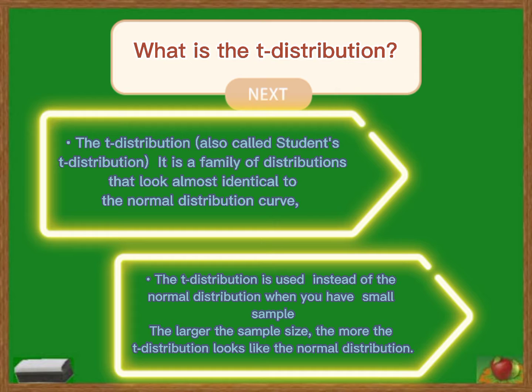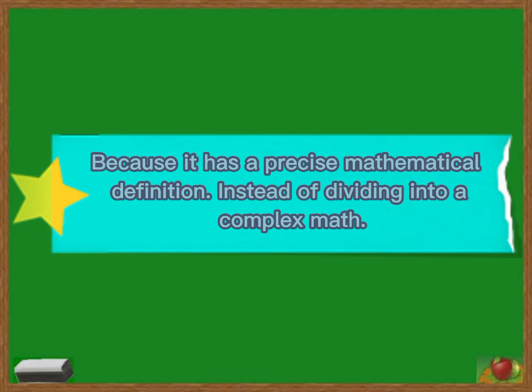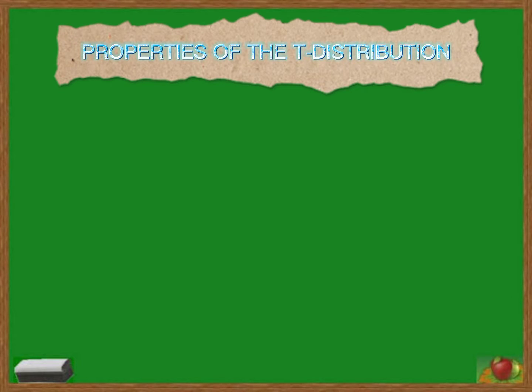Ang t-distribution daw po is similar to the normal distribution. Why? Because it has a precise mathematical definition. Instead of diving into complex math, let's look at the useful properties of the t-distribution and why it is important in analysis of any set of statistical quantitative data. These are the properties of the t-distribution.